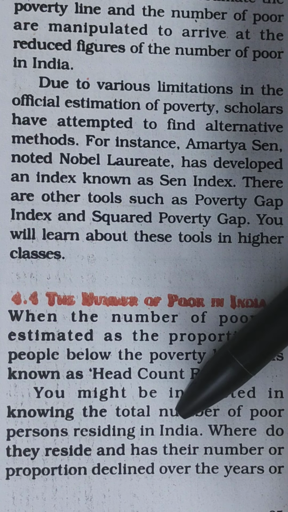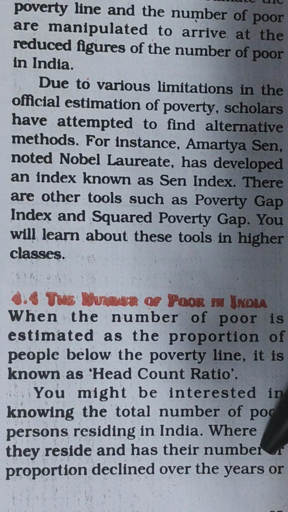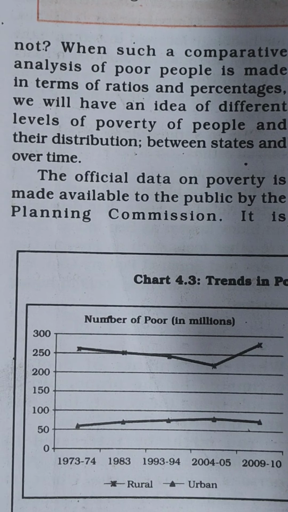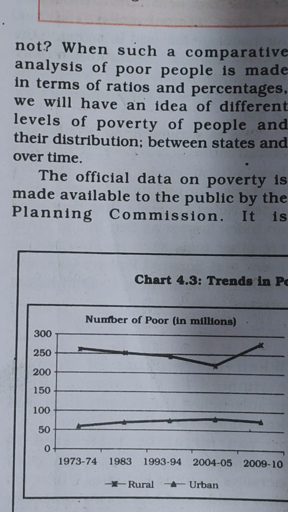Where do they reside, and has their number or proportion declined over the years or not? When such a comparative analysis of poor people is made in terms of ratios and percentages, we will have an idea of different levels of poverty of people and their distribution between states and over time. The official data on poverty is made available to the public by the Planning Commission.